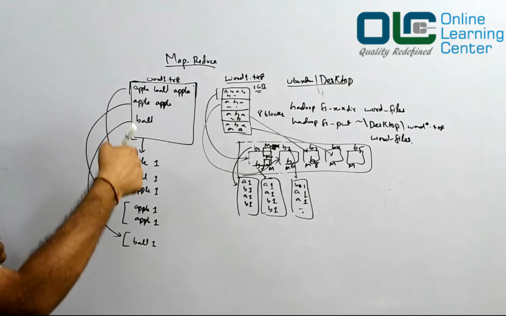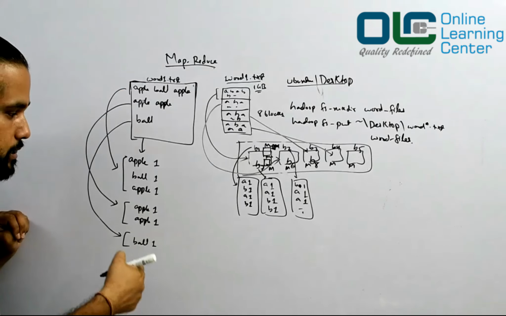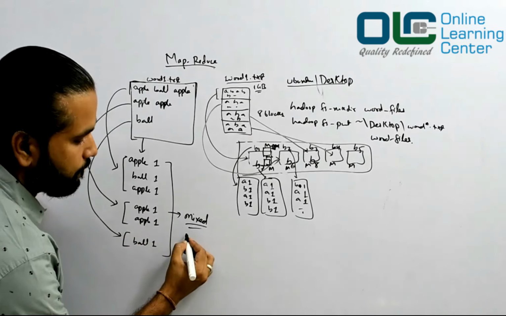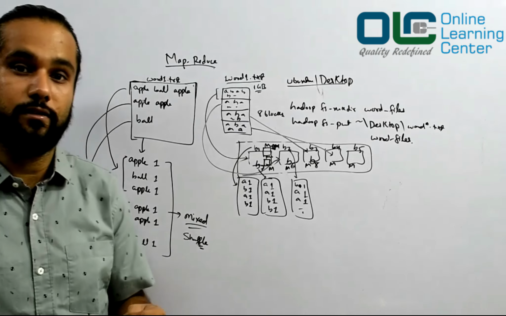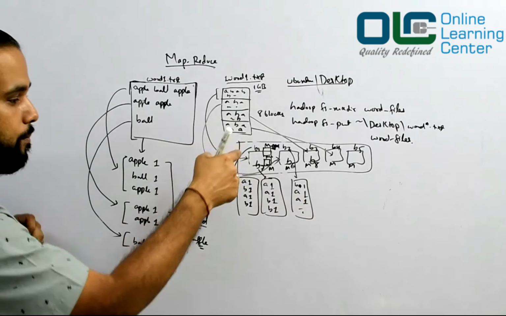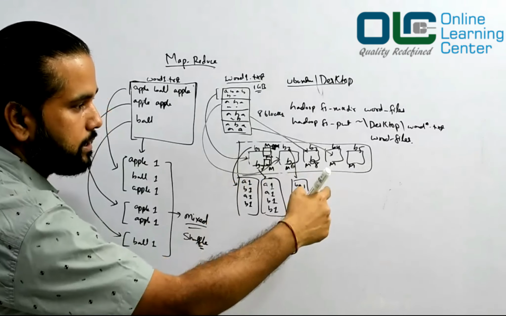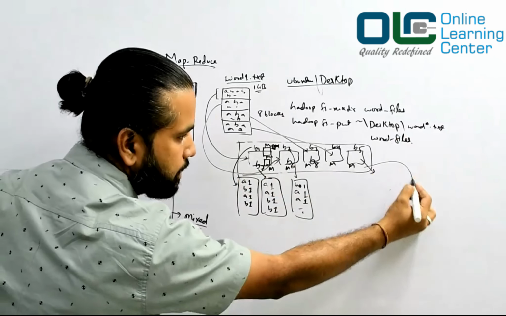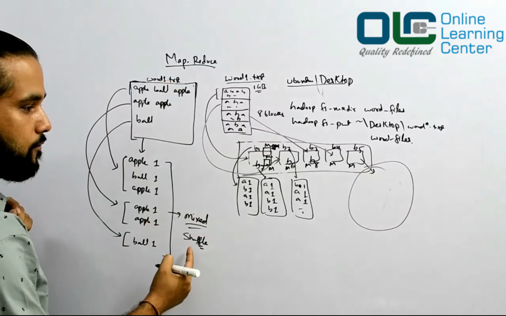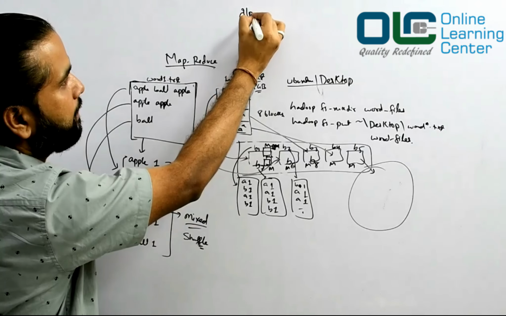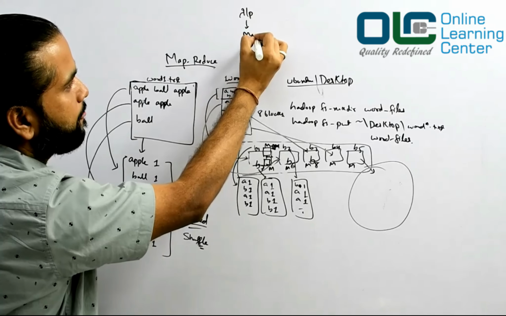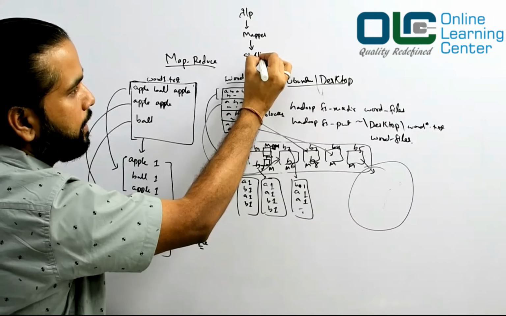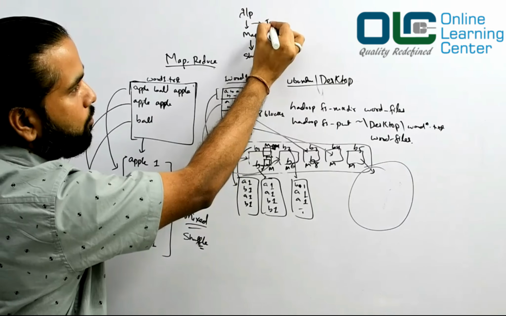Once your mapper output is given, all this data would be mixed, and we call it shuffle. All this data would be mixed together in a single machine. The output of the mappers may go to a single machine, wherever, and all these things would be collected together. We call this the shuffle phase. So your input file was given to the mapper, and the mapper output was given to shuffle. You have one more thing called input formatter, but I'm not talking about that right now.